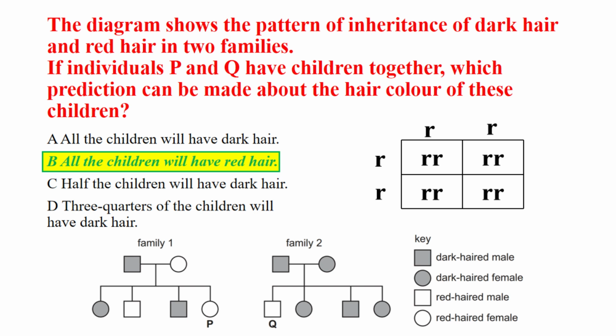To clarify further, red hair is a recessive trait, meaning it only appears when a child inherits 2 recessive alleles, RR. Since both P and Q are genetically RR, every single one of their children will inherit 1 R from each parent. This means all their children will be RR, and therefore, they will all have red hair. To summarize, the correct answer is B, all the children will have red hair, because both P and Q are genetically RR, meaning they can only pass on red hair alleles to their children.